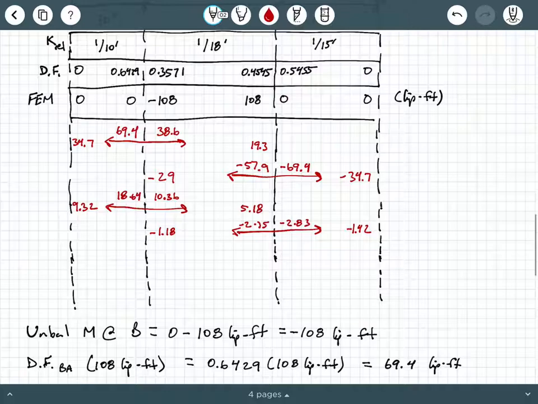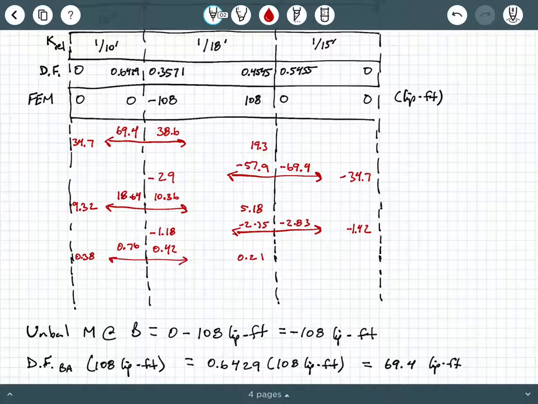Okay, so coming back up here, we're going to balance off our values at B. We got 0.76 and 0.42. So B is now balanced again, but we got to carry some things over. We're going to carry over 0.38 to A, and we're going to carry over 0.21 to C.